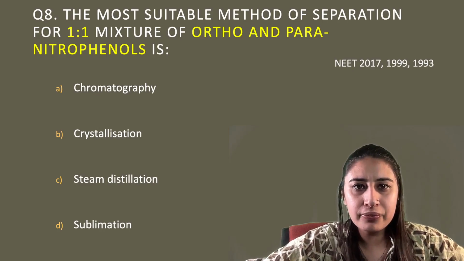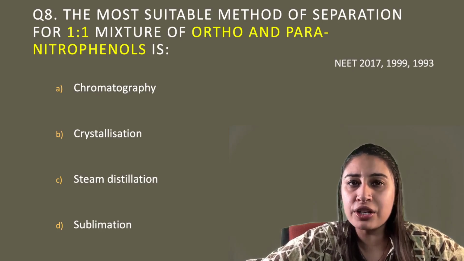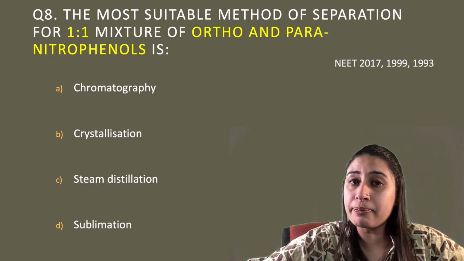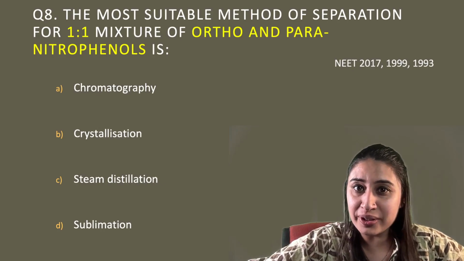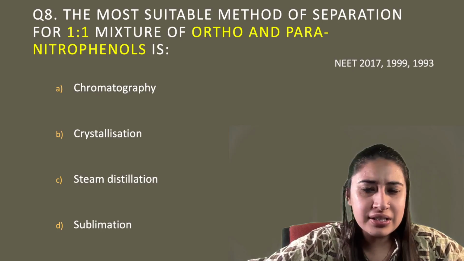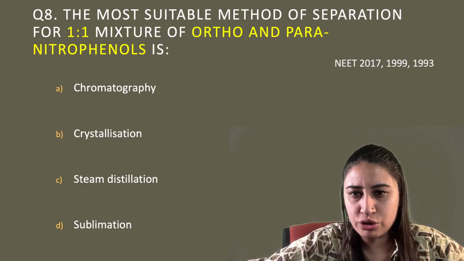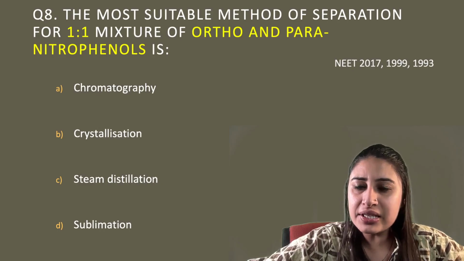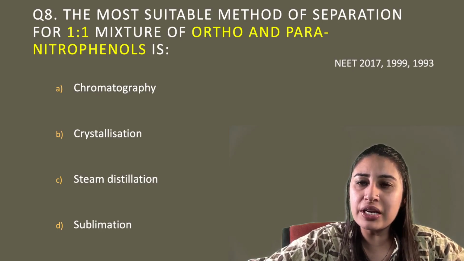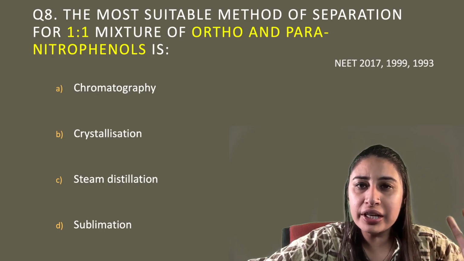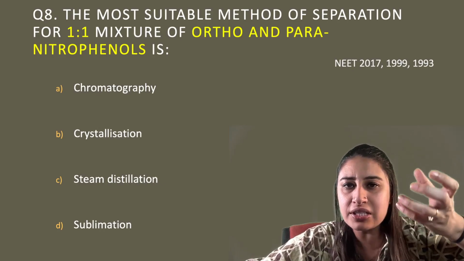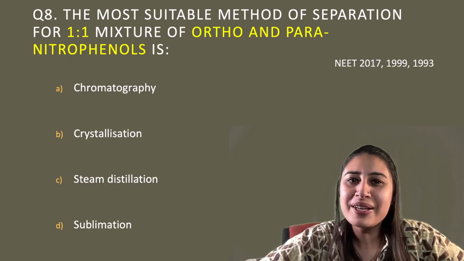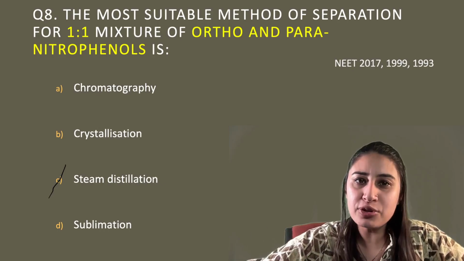Question number 8. The most suitable method of separation for 1:1 mixture of ortho and para-nitrophenol is, so right answer to this question is not chromatography. We know that the separation method here cannot be crystals, there are no crystals formed, no sublimation, there's no solid to gas directly going. Steam distillation should be the answer. So you know that we make use of the steam volatility of the orthonitrophenol, because of which it can be collected with the steam and hence you can do the separation. So steam distillation becomes the answer to this question.